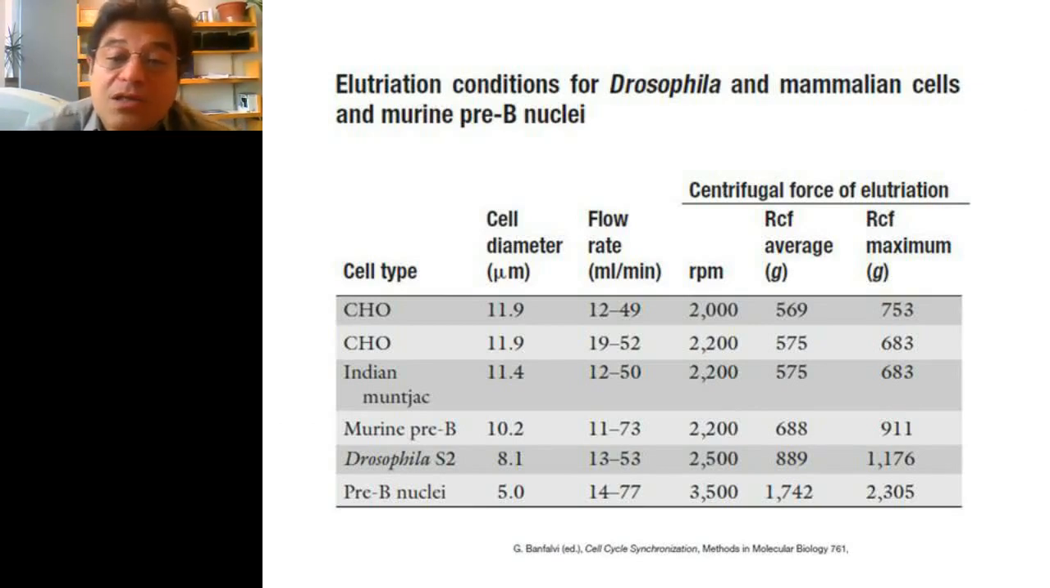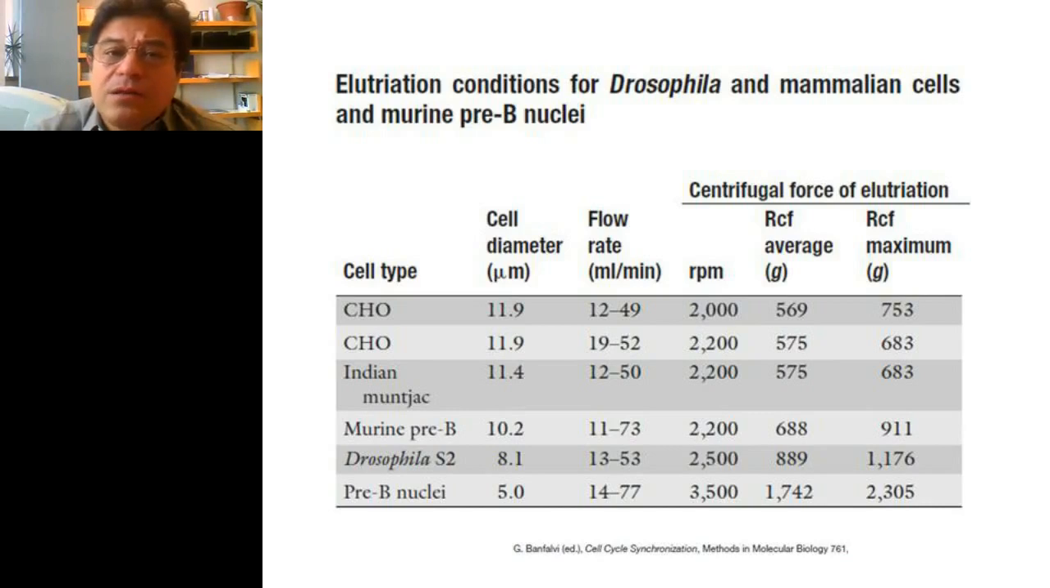Again, here are some other cell types, CHOs, Muntjacs, murine pre-B cells. Note here that we see some of the G forces in the column there. It says centrifugal force of elutriation. So these forces are typical. We're looking at 600, 700, up to even maybe 1,000 G, give or take, for some of these populations. And in most cases, they seem to withstand this quite nicely.